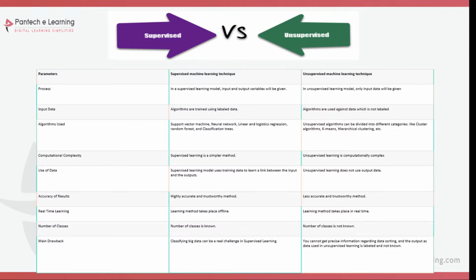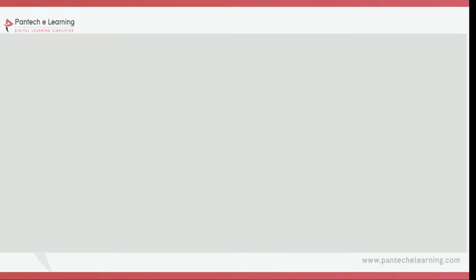Whereas in unsupervised, you cannot get precise information regarding data sorting, and the output data used in unsupervised learning is not labeled and not known. Fine, these are a few differences we find between supervised and unsupervised learning systems.